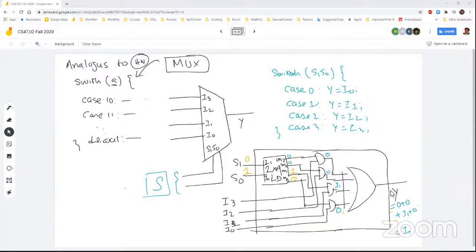Now you switch this, let's say 1 and 0, 1 and 0. That means in this case we are selecting 2. We're selecting 2, right? That means my output will become like 10 here.